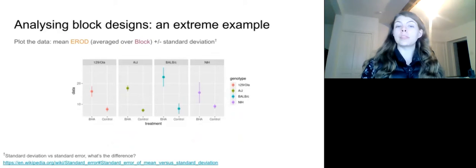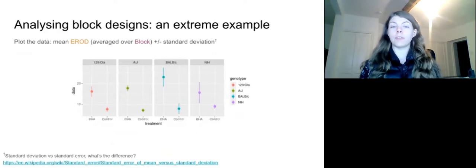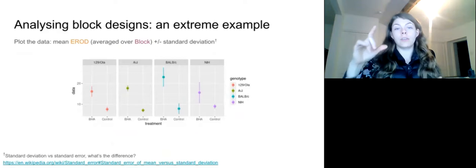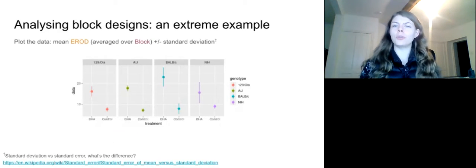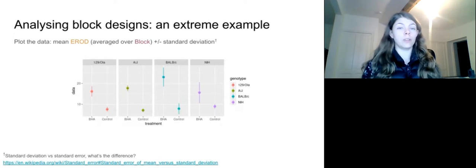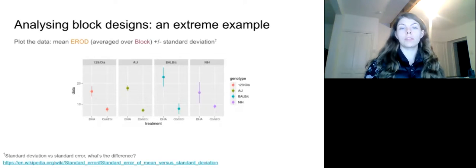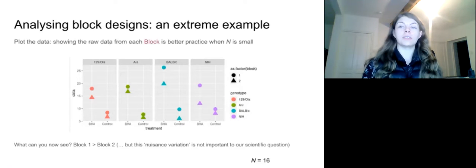First, what we're going to do always is plot the data. Here we show the mean EROD activity of each combination of factor levels averaged over the 2 blocks. We also show the standard deviation of the measurements. Note, however, that with so few data points, plotting means and deviations in this way is considered by many to be a bit misleading about the quantity of data that we have. With so few points, it's better practice instead to plot the raw values themselves.